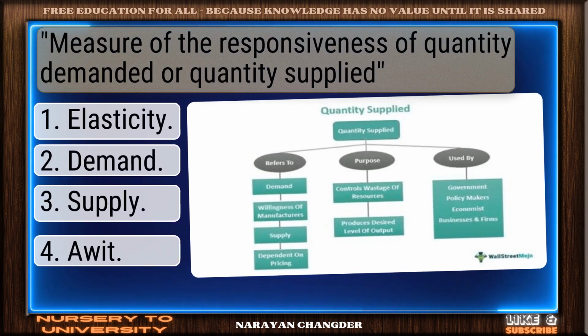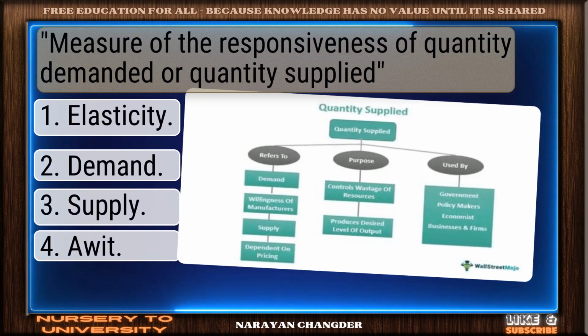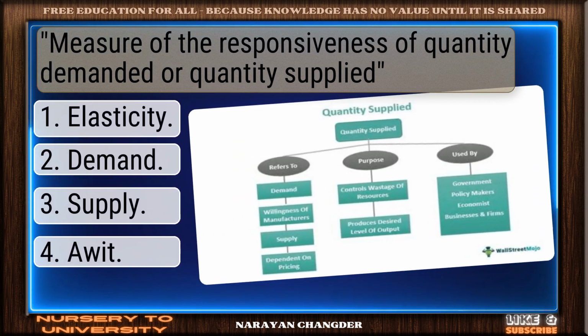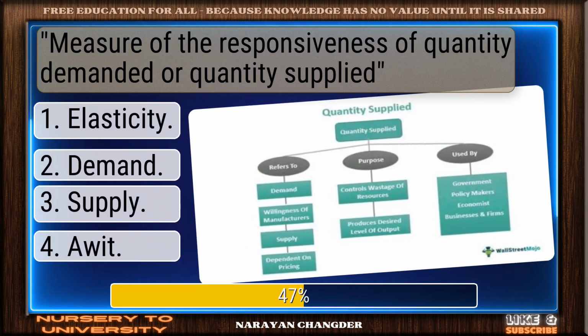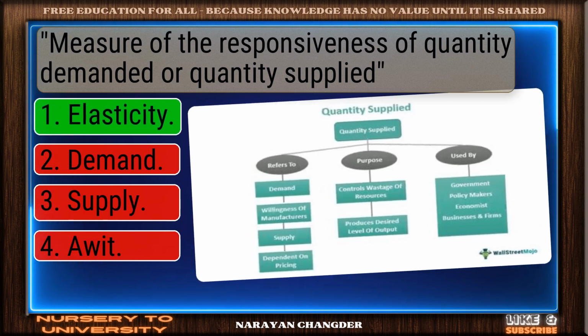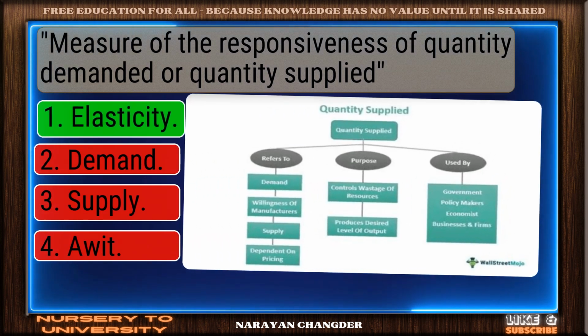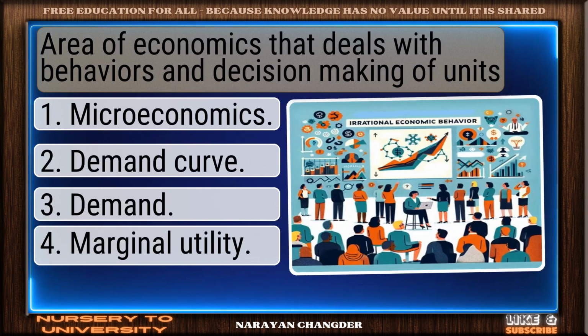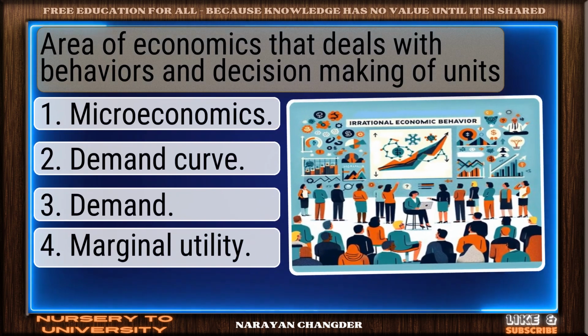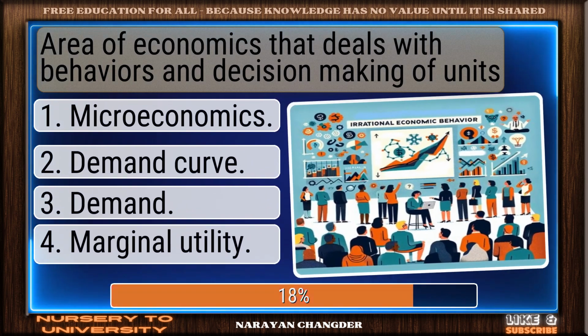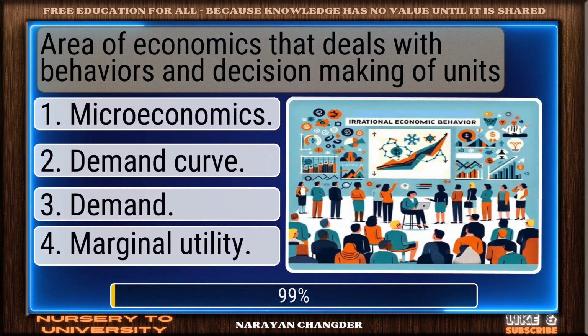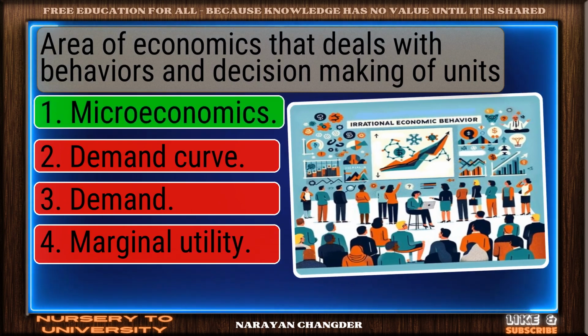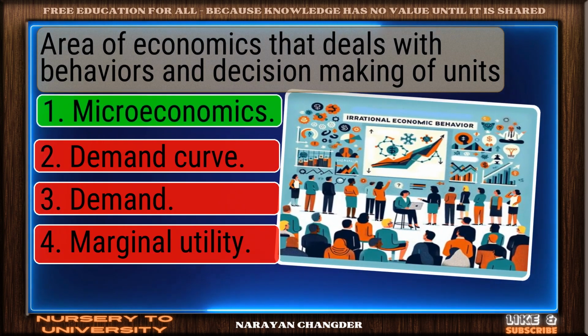A measure of the responsiveness of quantity demanded or quantity supplied. Right choice. Elasticity is the best answer. The area of economics that deals with behaviors and decision-making of individual units. On track. Microeconomics is the correct answer.